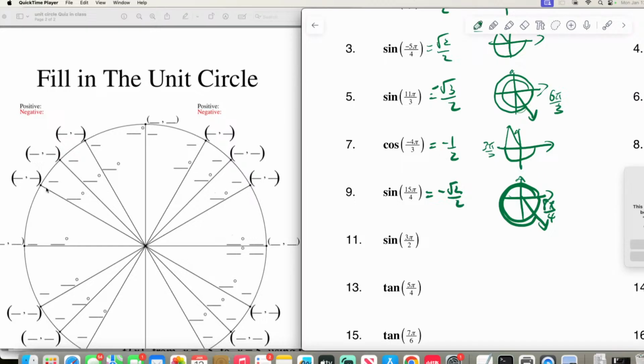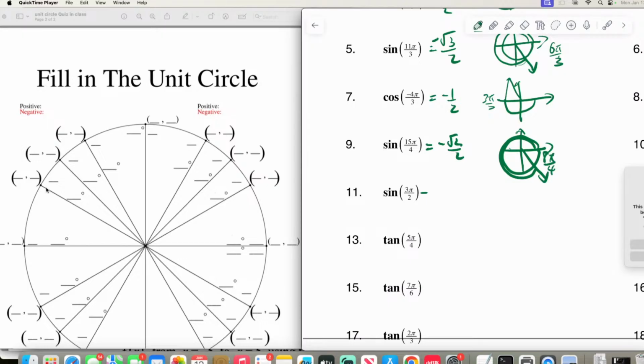What is sine of 3 pi over 2? That's an easy one. It's right here. So it's negative 1. So 3 pi over 2 is going to go all the way here.